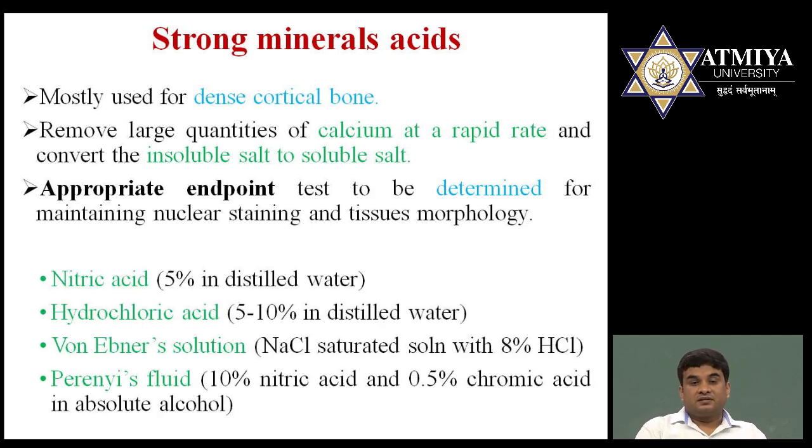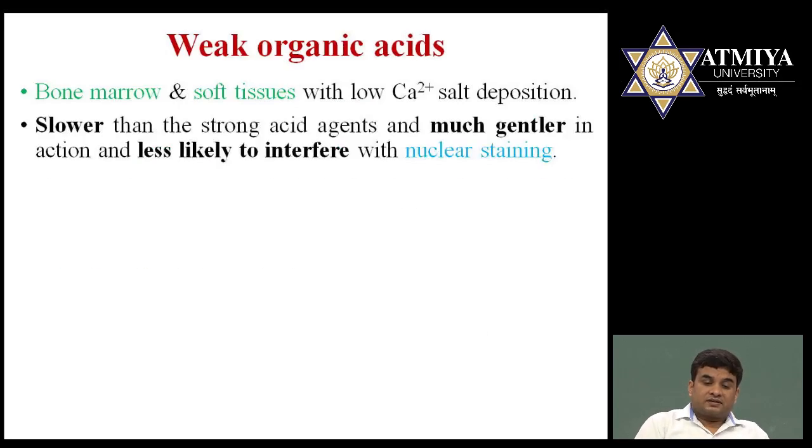These are some chemicals used for decalcification. Nitric acid and HCl are the most commonly used decalcification reagents under the strong mineral acids. Some other reagents are also there, depending upon the tissue types. Then I will discuss the next, weak organic acid. It is mostly used for bone marrow and soft tissue where the calcium deposition is less.